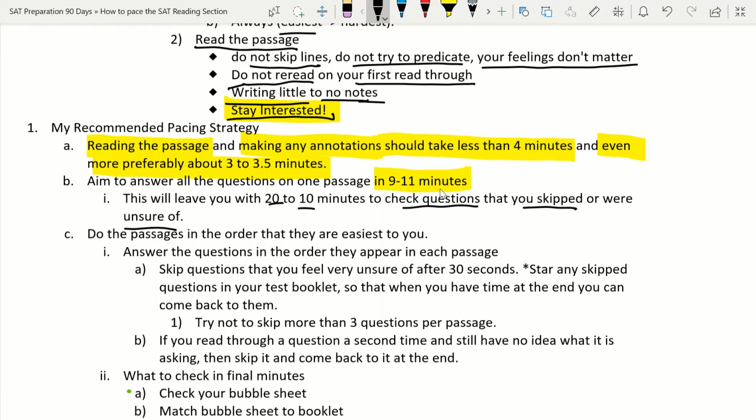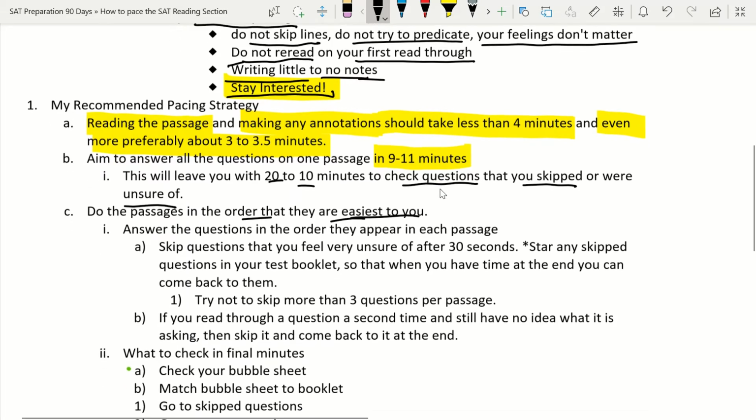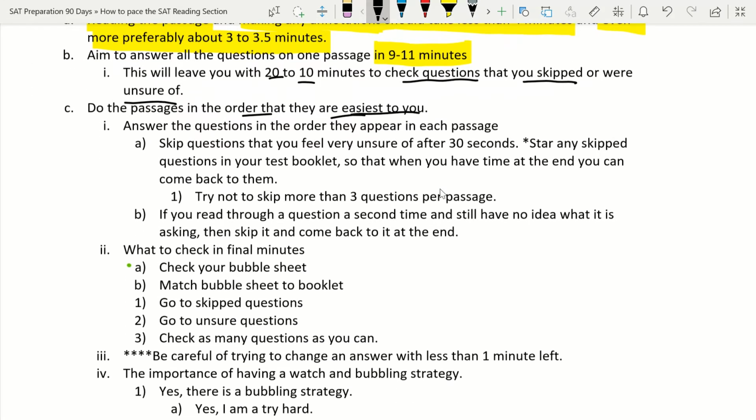Now, keep in mind, I already covered doing the passages in the order that are easiest to you. Now, as far as skipping questions, let's touch on that real quick. We're going to do the passages in the order they're easiest to you. Then we're going to answer the questions in the order they appear in each passage. So we're not going to go question hunting within a certain passage. For example, let's say that passage 1 had questions 1 through 10. We're not going to start at 10 or start at 8. We're just going to go through in the order they appear in each passage.